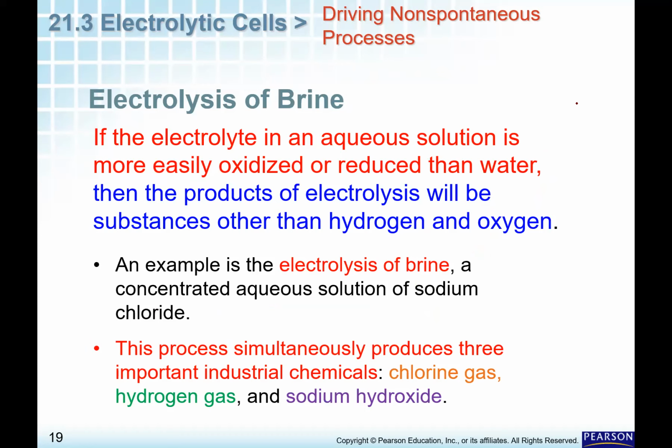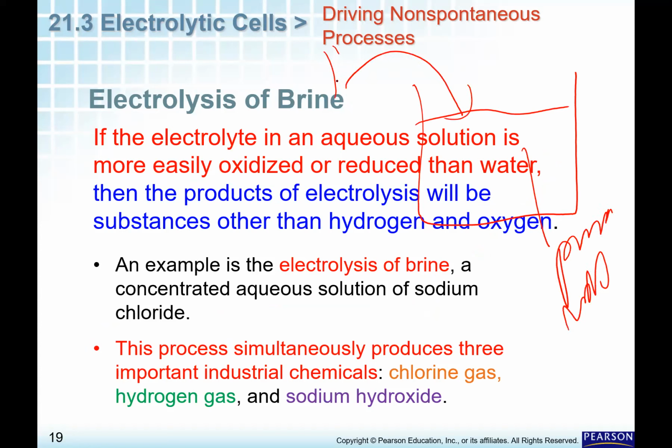If the electrolyte in the aqueous solution is more easily oxidized or reduced than water, then the product of electrolysis will be substances other than hydrogen and oxygen. Remember we said that we have pure water, then nothing has happened, right? Then we add H2SO4 or HNO3 drops only. We don't add this huge amount. We just add the drops in there. It says here that if you add more of that electrolyte, there will be other ions that will compete with water in the oxidation and reduction.